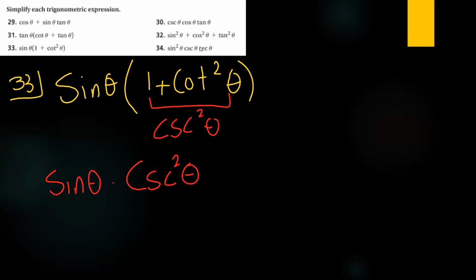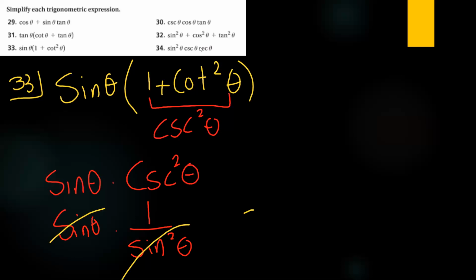Cosecant is what? 1 over sine. So cosecant squared will be 1 over sine squared times sine. Then sine cancels sine. So we have it as 1 over sine, which is cosecant. Bravo. This is here for number 33.